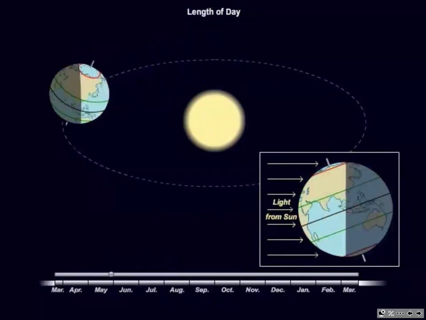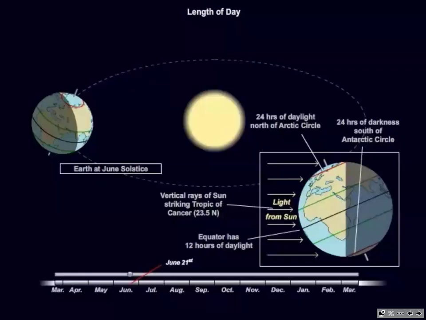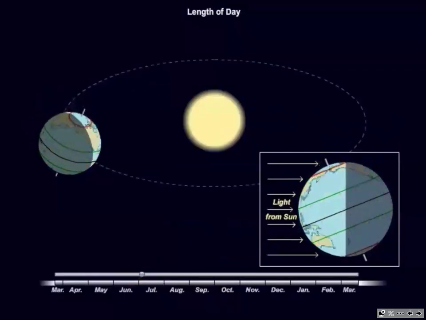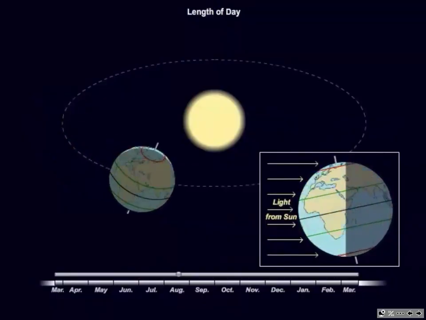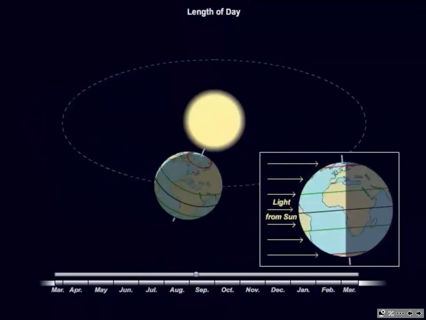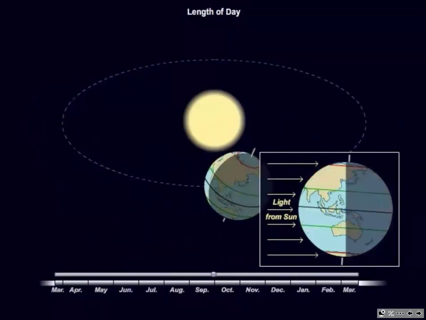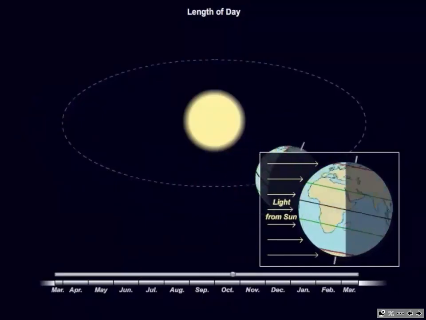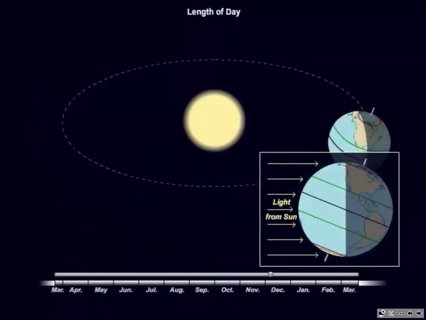As Earth orbits toward its June position, notice that the length of day is increasing in the northern hemisphere and decreasing in the southern hemisphere. The June solstice is the longest day of the year in the northern hemisphere and the shortest day of the year in the southern hemisphere. On the September equinox, day length is once again equal around the world. On the December solstice, the northern hemisphere experiences its shortest day of the year, while the southern hemisphere experiences its longest day.